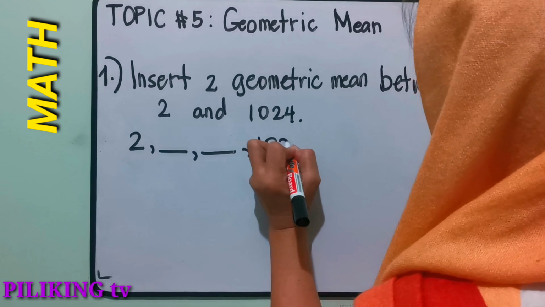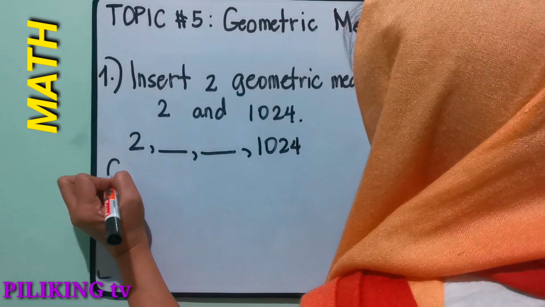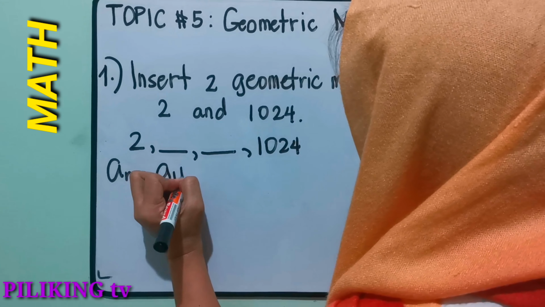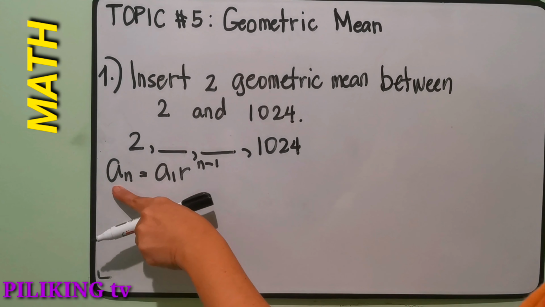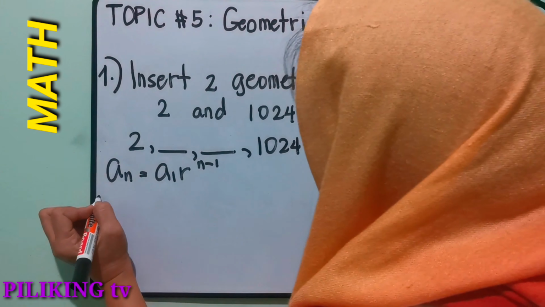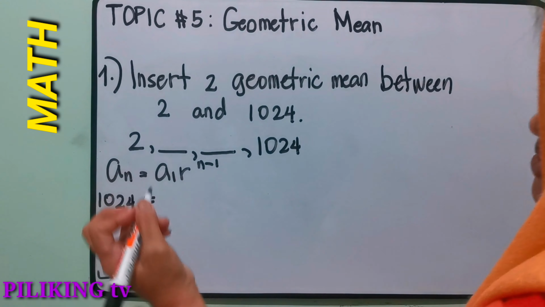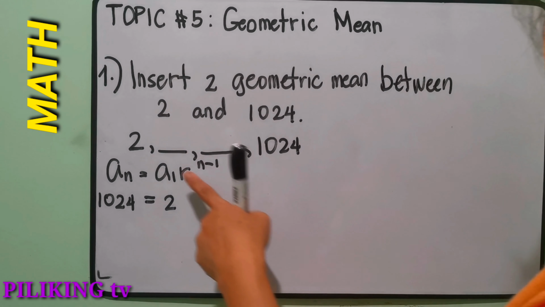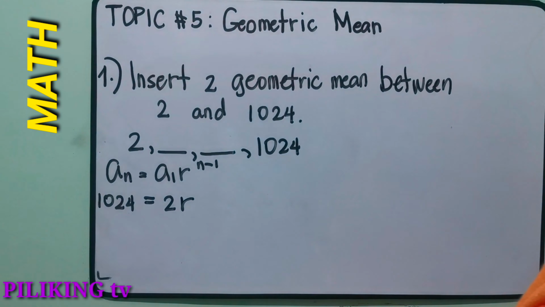Then we have 1024. By using the formula again, a sub n is equal to a sub 1 times r raised to n minus 1. This time, our a sub n is 1024. That is equal to the first term, which is 2, times r, which is unknown, the common ratio. So you just write r. And how many terms do we have?